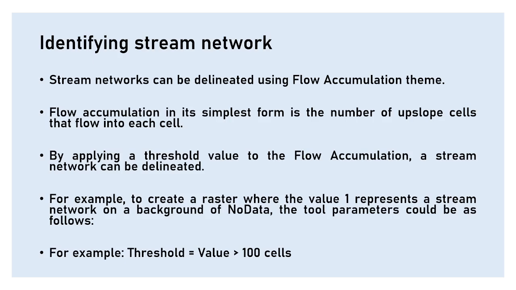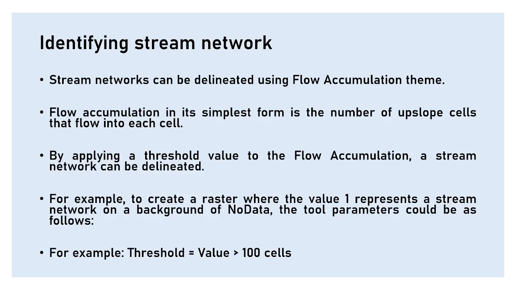The next one is identifying the stream networks. Stream networks can be delineated using the flow accumulation theme. Flow accumulation in its simplest form is the number of upslope cells that flow into each cell. By applying a threshold value to the flow accumulation, a stream network can be delineated. So we need to identify the stream network, and for that we have to make use of the flow accumulation, which is the number of upslope cells that flow into each cell.